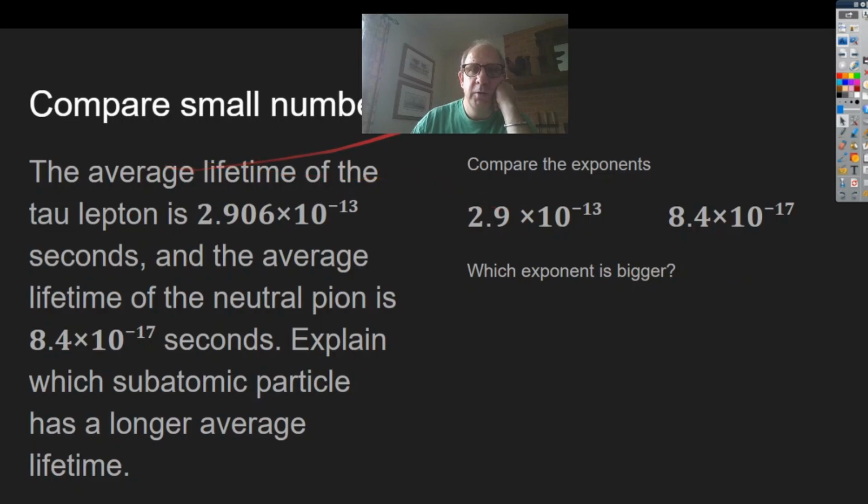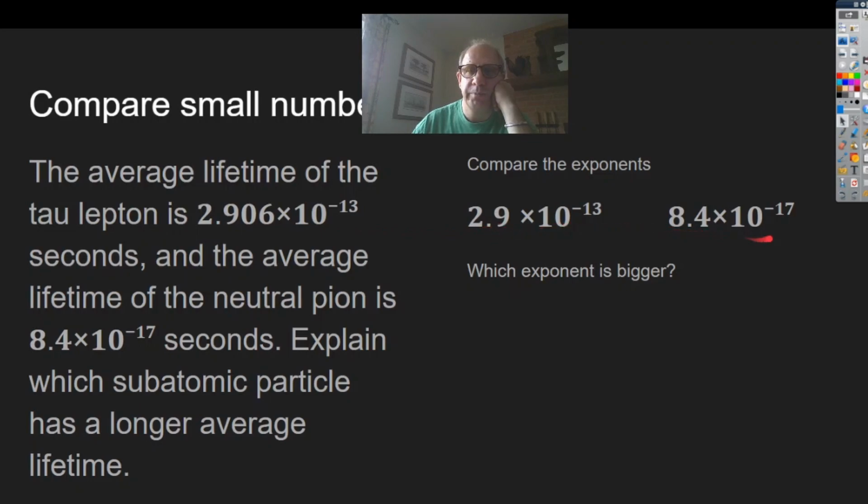Let's try it again with a really small number. Okay, the average lifetime of a tau lepton, that's a particle, is 2.906 times 10 to the negative 13 seconds, and the average lifetime of a neutral pion is 8.4 times 10 to the negative 17th. Explain which subatomic particle has a longer average lifetime. So we got a tau lepton and a neutral pion. They are subatomic particles, but they don't last very long. So I'm going to compare these numbers.